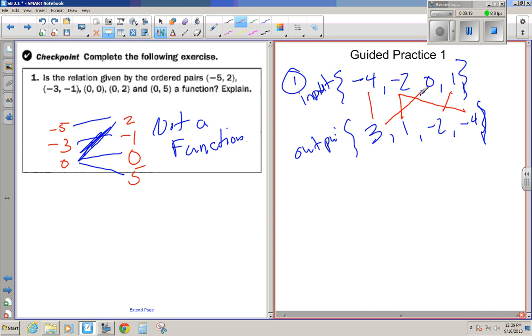So the fact that the 3 has 2 arrows is no big deal. That's an output. Those can repeat. It's this negative 2 that has 2 outputs that is a problem. So you say not a function.